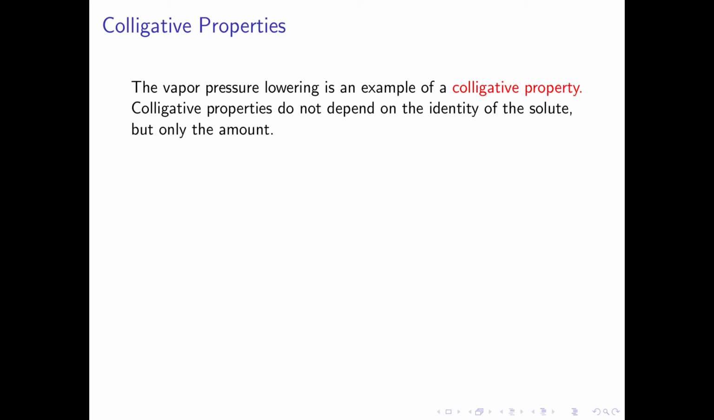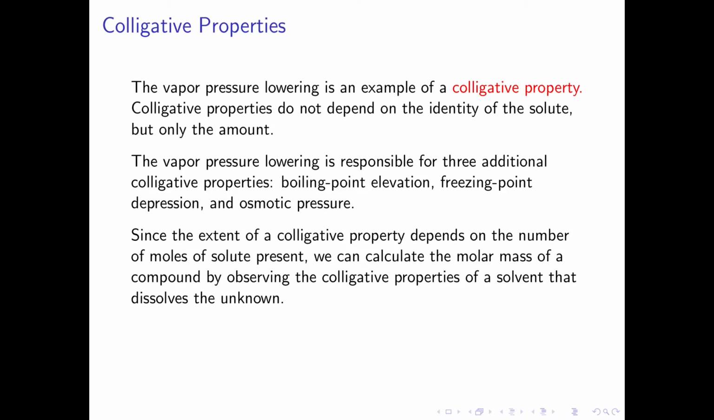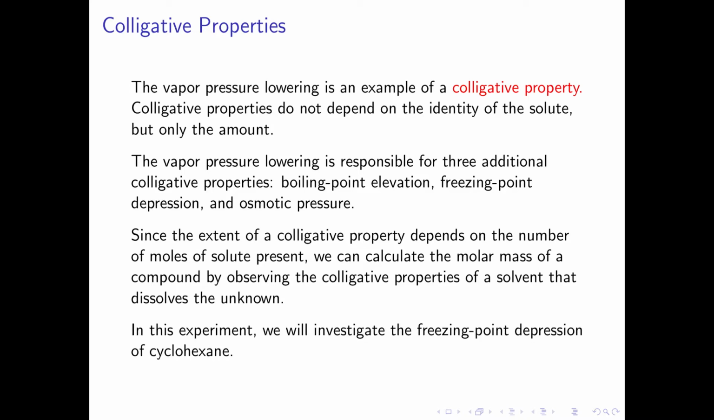The vapor pressure lowering is an example of a colligative property. Colligative properties do not depend on the identity of the solute, but only the amount. The vapor pressure lowering is responsible for three additional colligative properties: boiling point elevation, freezing point depression, and osmotic pressure. Since the extent of a colligative property depends on the number of moles of solute present, we can calculate the molar mass of a compound by observing the colligative properties of a solvent that dissolves the unknown. In this experiment, we will investigate the freezing point depression of cyclohexane.